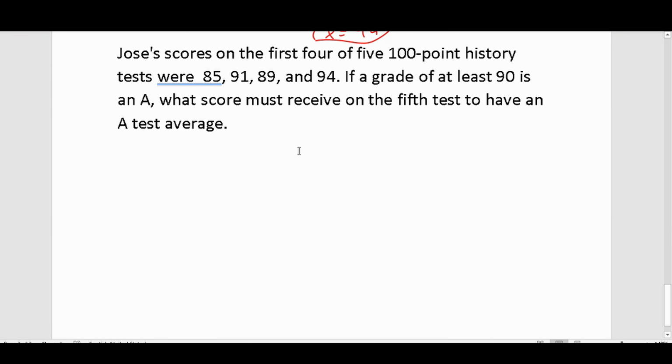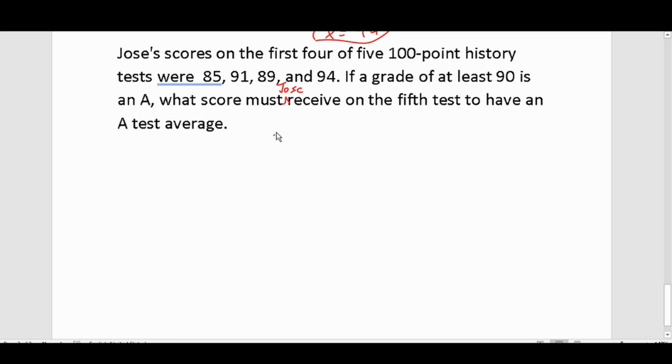Let's do one more. And this is a similar problem to the last one. Jose's scores on the first 4 out of 500-point history test were 85, 91, 89, and 94. If a grade of at least 90 is an A, what score must Jose receive on the 5th test to have an A average?